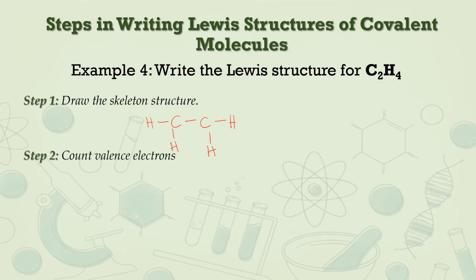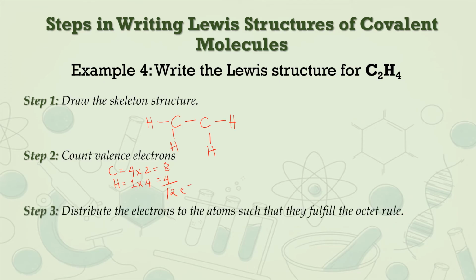Next is to count the valence electrons. So we have carbon, located at group 4, times 2, and hydrogen, which belongs to group 1, times 4. So this is 8 plus 4, we have 12 electrons. Third is to distribute the 12 electrons to the atoms such that they fulfill the octet rule.